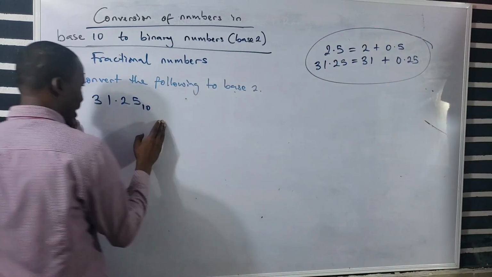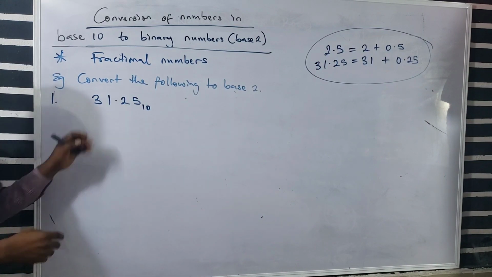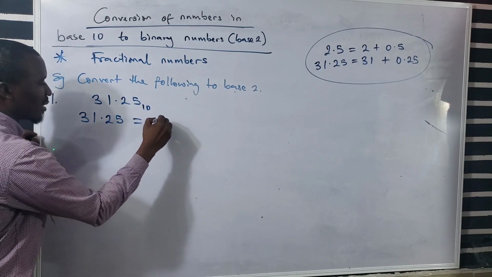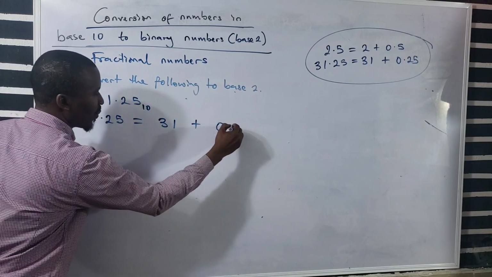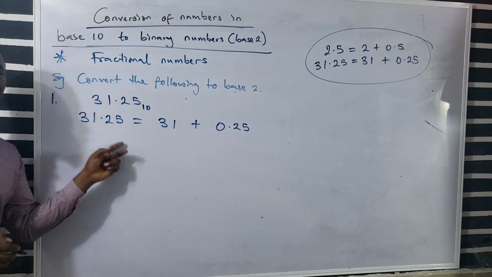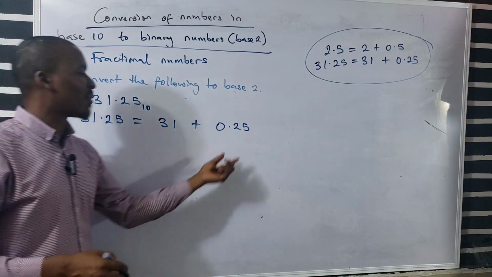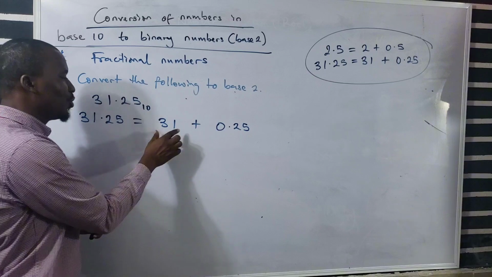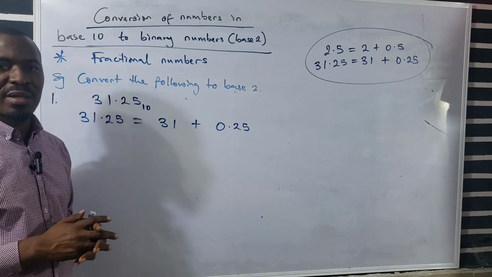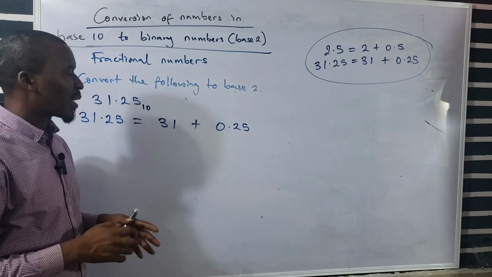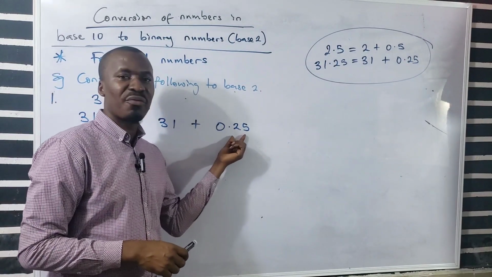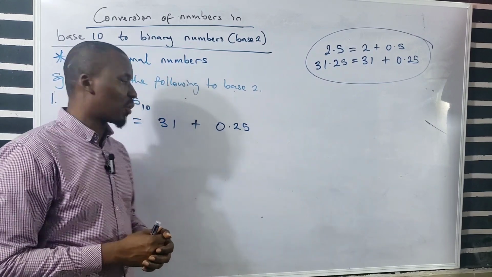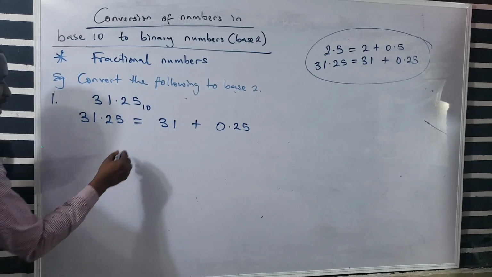If you agree with me on this, we apply that here. So our 31.25 will give us 31 plus 0.25. Now, when we separate the whole number from the fractional part, we convert them using different methods. You already know how to convert your whole number to base 2. Now we are going to show you how you can convert the fractional part. Okay? So let us do this one that we are familiar with.